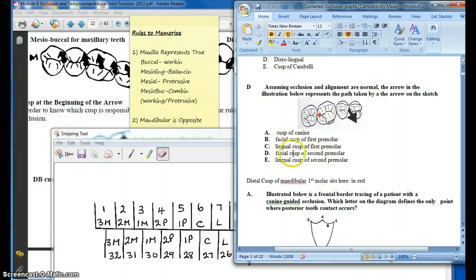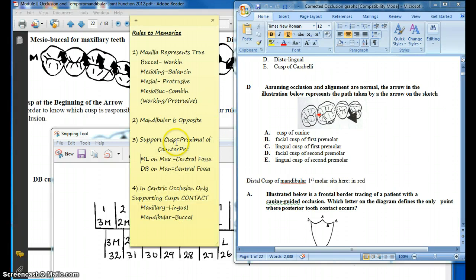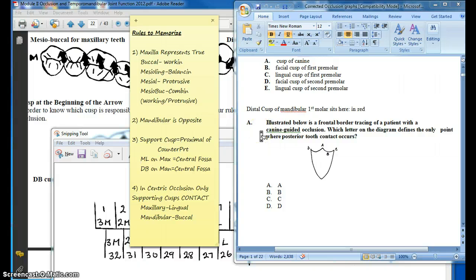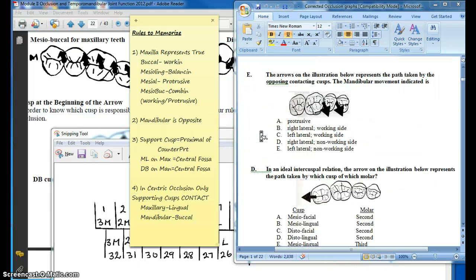Now, is it your facial cusp or is it your lingual cusp of your second premolar? Based upon the fact that maxillary are going to be, yeah, I don't know. That's a little tricky question because we don't know the difference between the facial and the lingual cusp of the second premolar. I don't think she would ask that, but I'm glad we wasted time doing that. I'll ask her tomorrow on that and clarify for everyone.